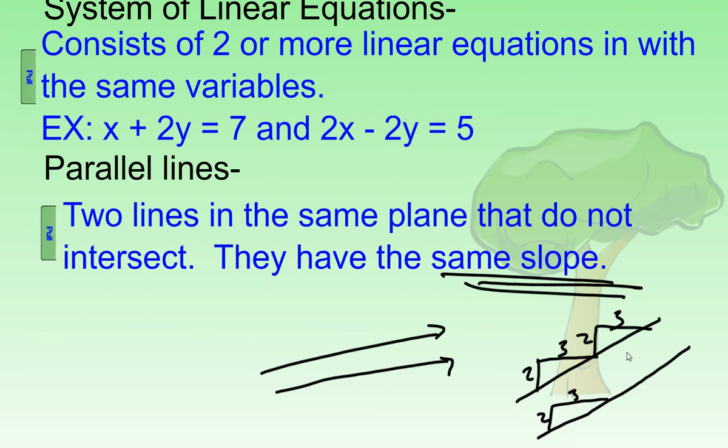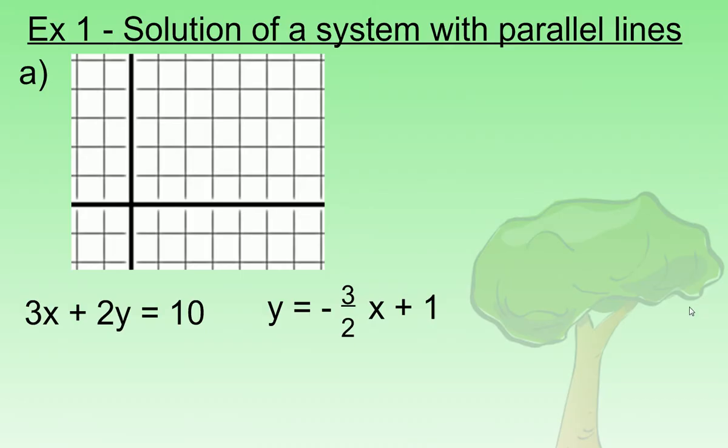And that's a hint on one of these special types of problems if you have parallel lines. The first problem we have here says, example 1, solution of a system with parallel lines. So that leads me to believe that these two lines are going to be parallel. I don't know, but we can figure it out. How about this?